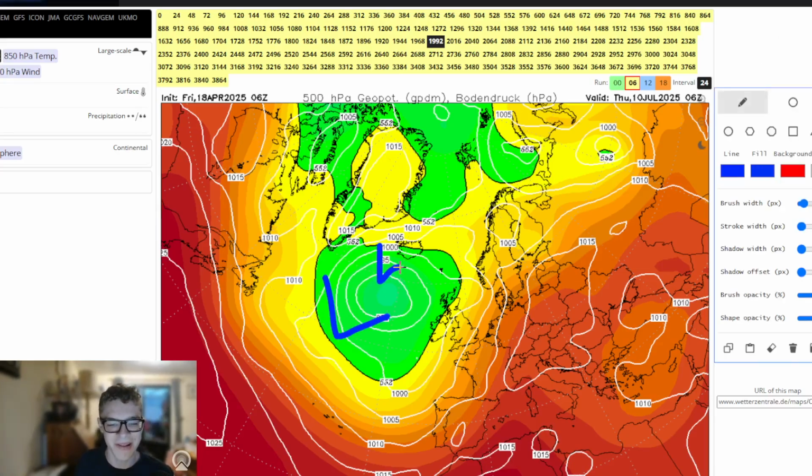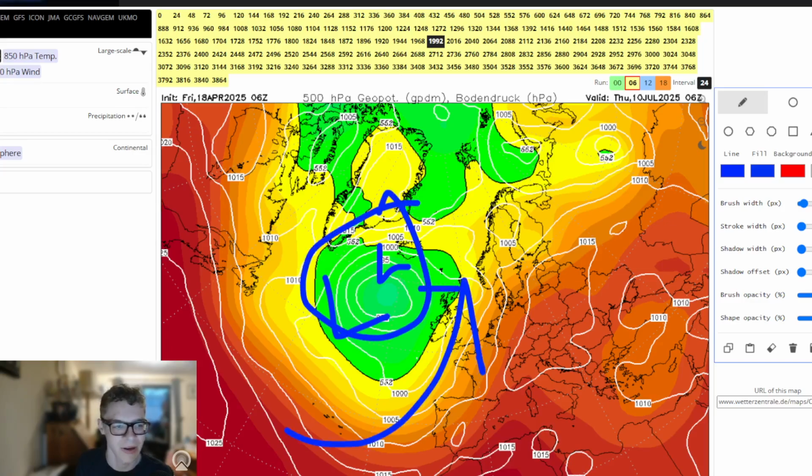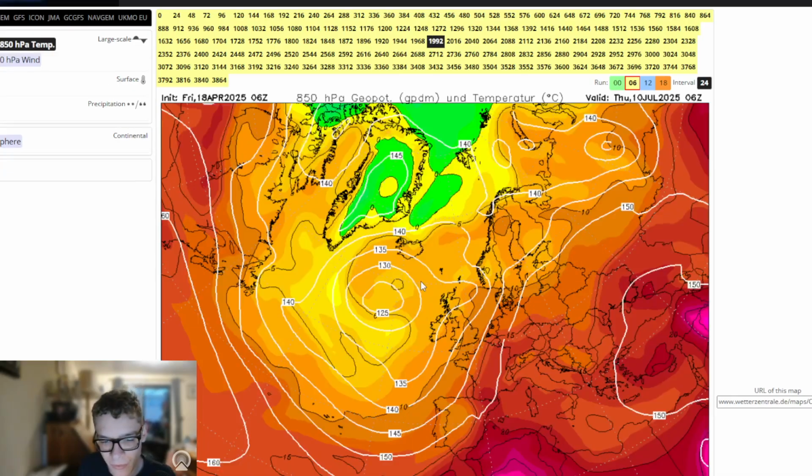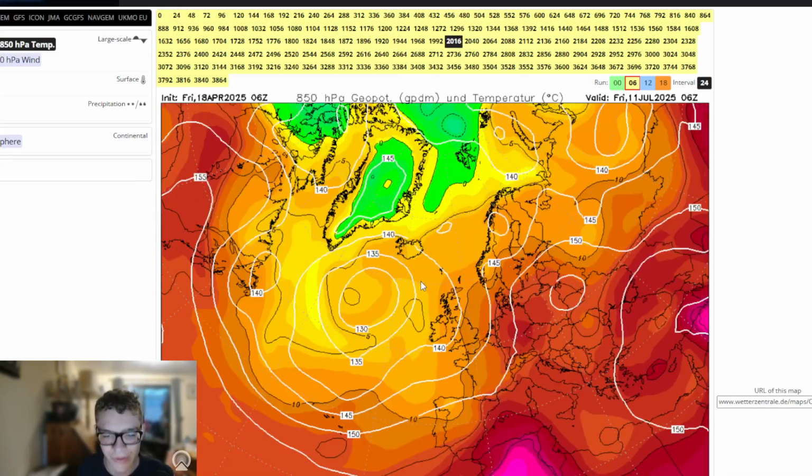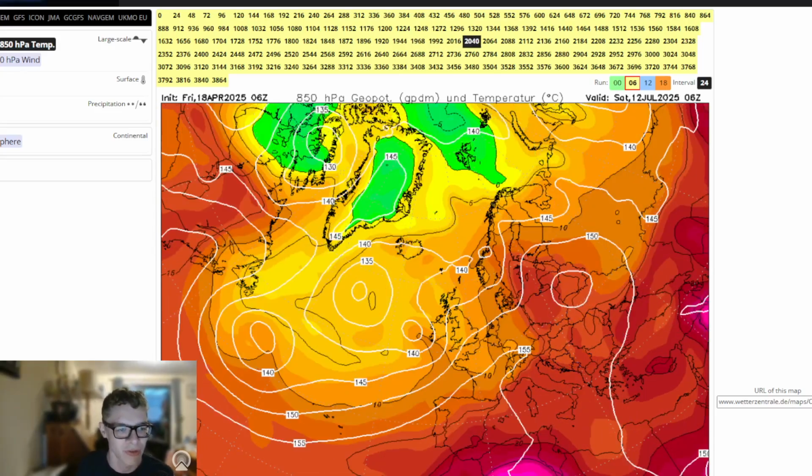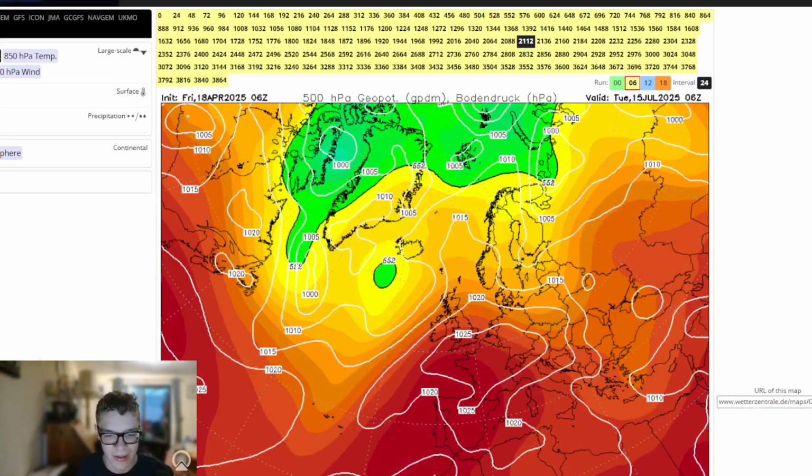With low pressure sitting out to our west, bringing in the wind from a southerly or southwesterly direction, it's keeping it relatively mild, but again, it could be quite unsettled or stormy or thundery in that western region, with low pressures trying to rattle in.